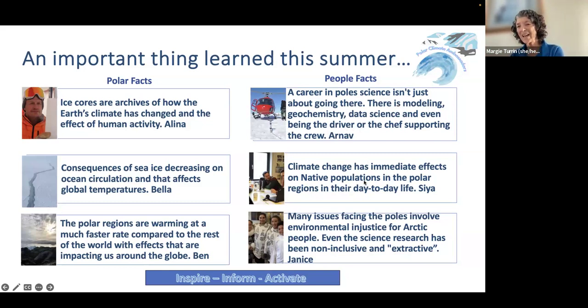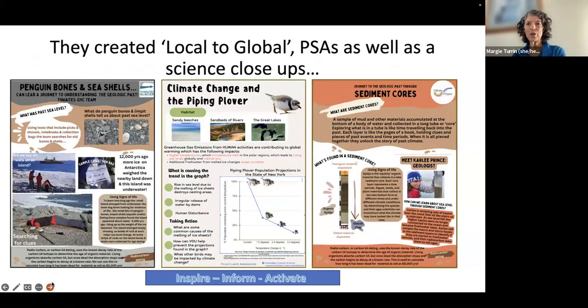But then we had this, Sia was the one who did the video on Ali, looking at the native population and how it's part of their day-to-day life. And then Janice really got interested in this whole idea of extractive science and how even the people that are in the Arctic and we're working around them, not only is our science non-inclusive in the research, but we don't even share it back with them half the time. So that was really impactful to her.